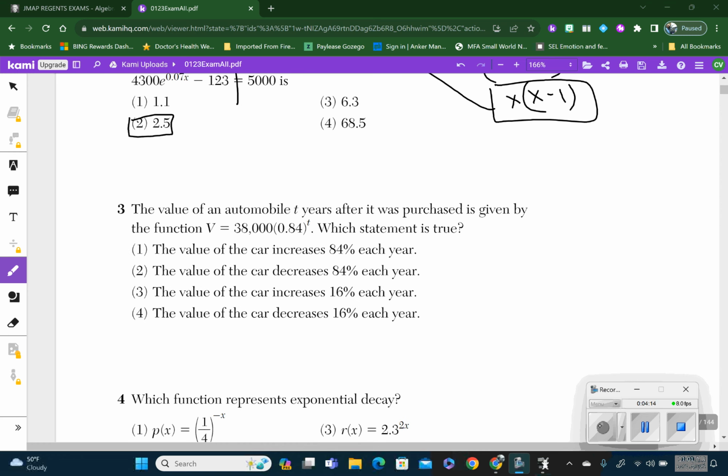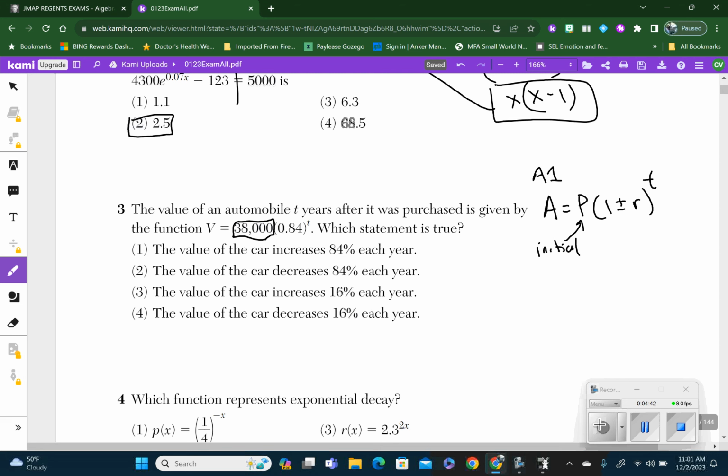So question number 3 is something that you would have done in Algebra 1, but it's not difficult by any means. There is a formula that A is equal to P times (1 plus or minus R) to the T power. This P represents the initial amount, like how much money you're putting in to something. In this case, the car is worth 38,000 when it was first purchased.